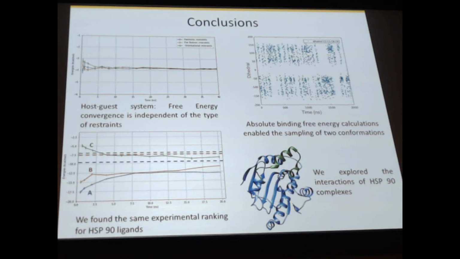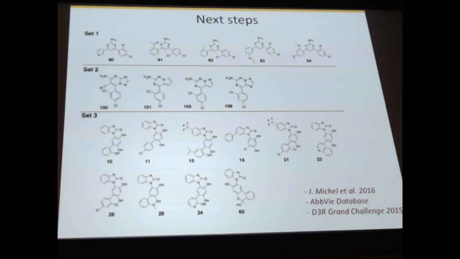We believe that we will be able to see more relevant conformational changes in the HSP90 binding site in case we heat up a region, specifically the lid structure of this protein. As next steps, we want to compute the affinities of these three sets with HSP90. These are from the D3R Grand Challenge, and most of them have an aminopyrimidine moiety like compound A. But we don't have the crystal structure of these compounds.